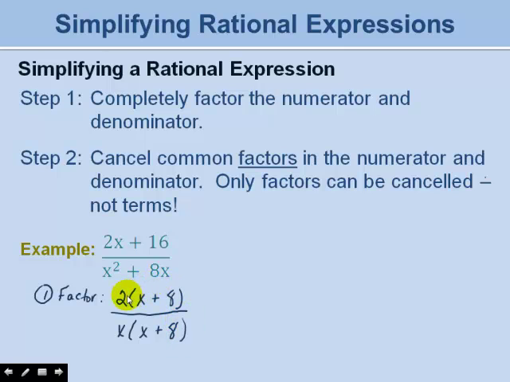Now both the numerator and denominator are completely factored. And now we can look at the factors. So for example, in the numerator, 2 is one factor, x plus 8 is another factor. And in the denominator, x is one factor and x plus 8 is another factor. So we do have a factor in common between numerator and denominator, and that's the x plus 8. So our second step is to cancel.